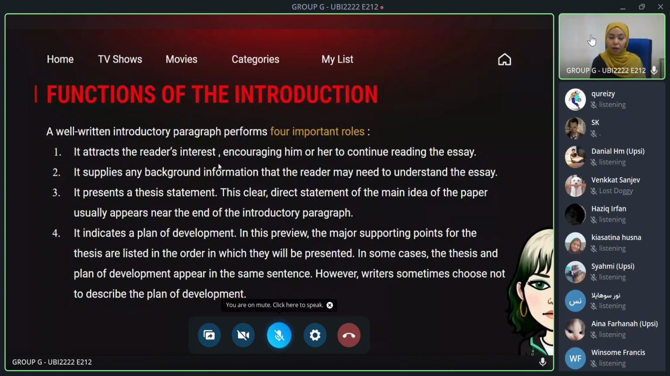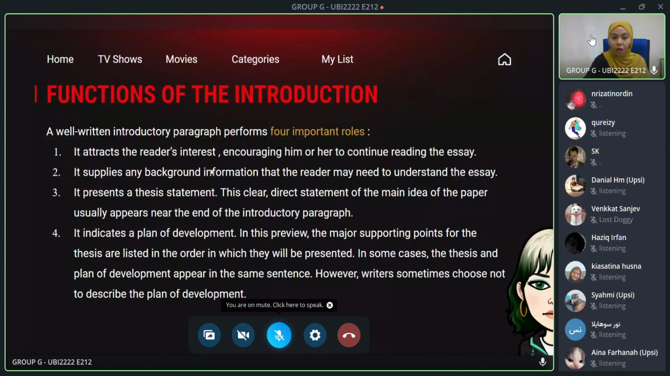But if your introductory paragraph does its role well, then I will keep on reading without having this forced feeling. So it basically attracts the reader's attention, encouraging him or her to continue reading the essay. And it also supplies any background information that the reader may need to understand the essay.